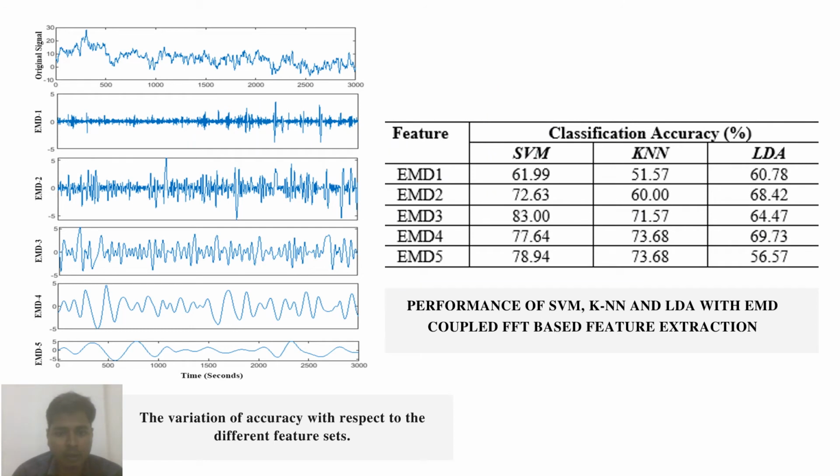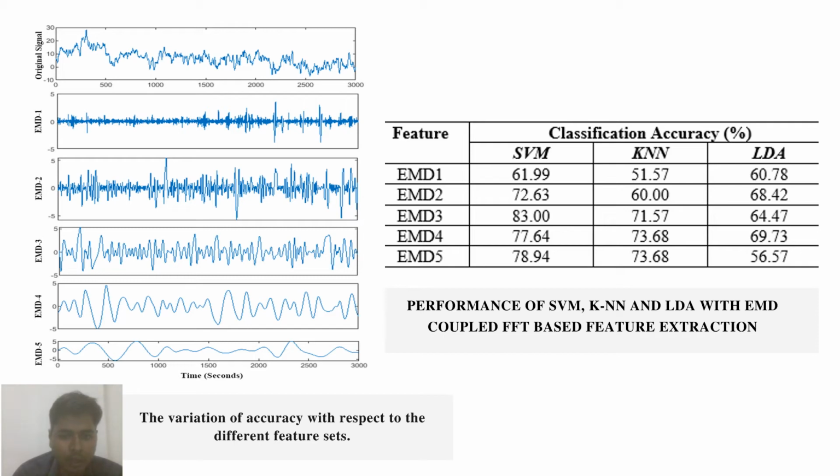This figure illustrates the first 5 IMFs of the sine wave. Intrinsic mode functions obtained by EMD are band limited, which can represent the features of the signal and preserve the local information. Tables show the classification accuracy of three classifiers for the full set of features from the 5 EMDs. From the table, it is clear that the support vector machine outperforms the KNN and LDA in the case of all EMDs. In the case of SVM, the highest accuracy obtained was 83% by EMD3.